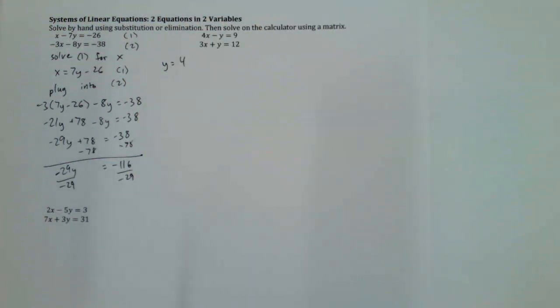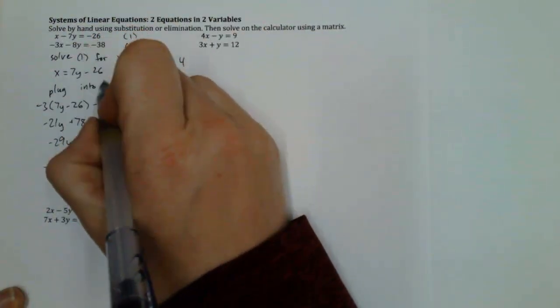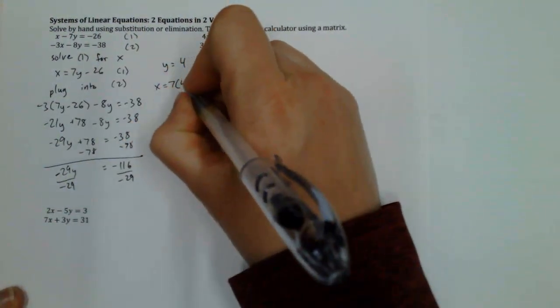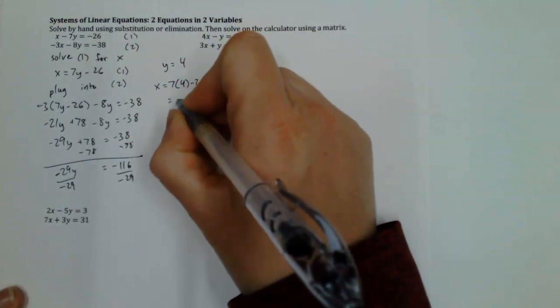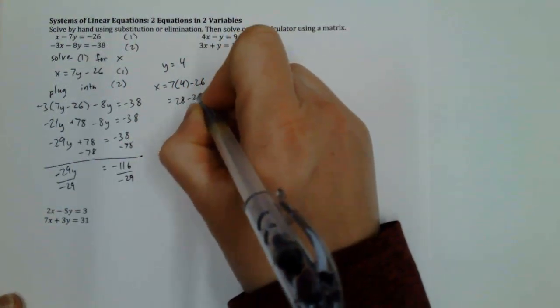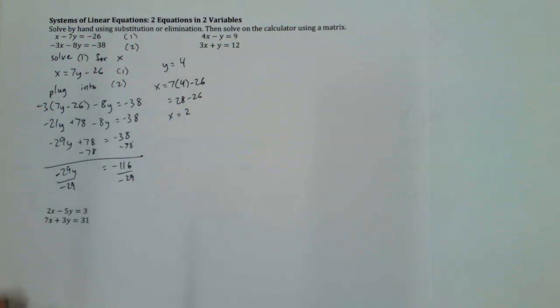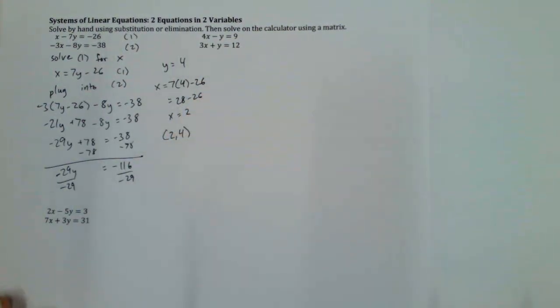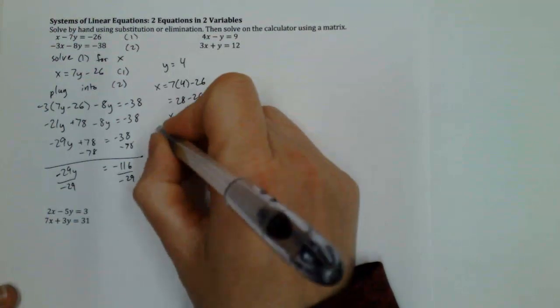Now, as a reminder, we do need to find both of the variables, not just one of them. So there's my y. To find x, I've got this equation right here. So x is 7 times 4 minus 26. So it looks like I get 2 for x. And as a general way of expressing the answer, we will write it as an ordered pair, so the x value first and the y value second.